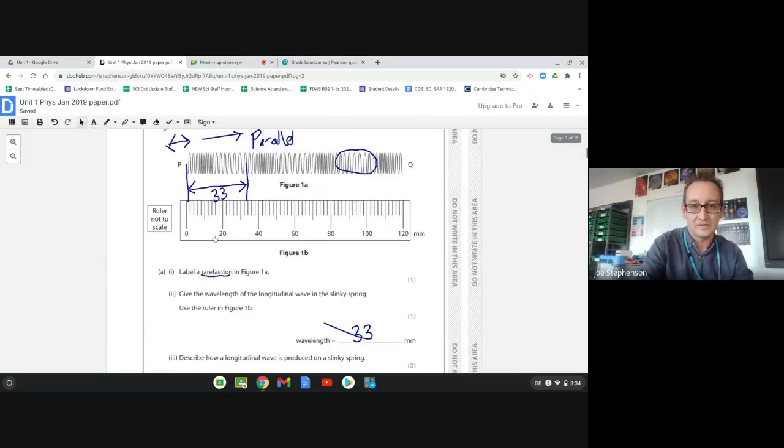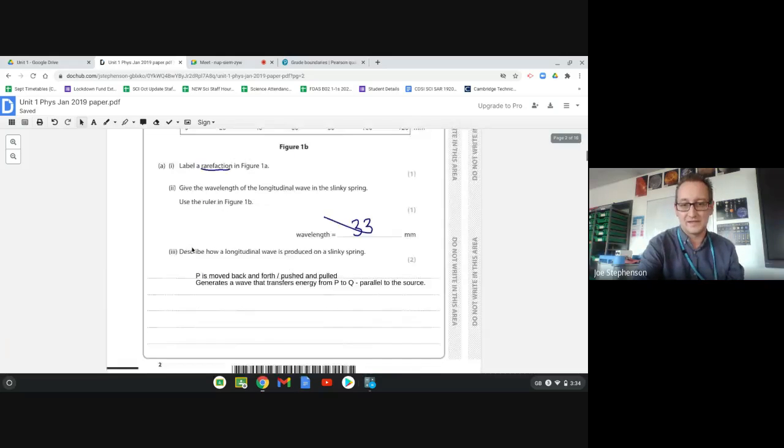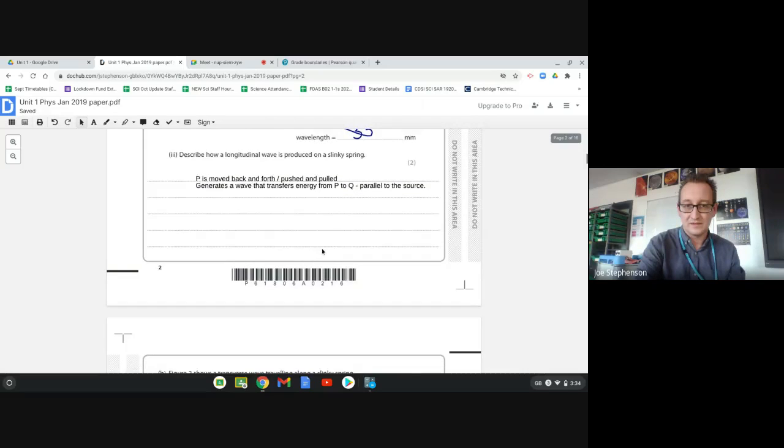Okay, so that's the really important thing there, is that we understand the idea that you've got that movement back and forth at P here, and then that creates this energy transfer parallel to that. And that picks up your 2 marks. It's one for basically saying back and forth, and then it's the other for saying the parallel bit, parallel to the direction of the wave.